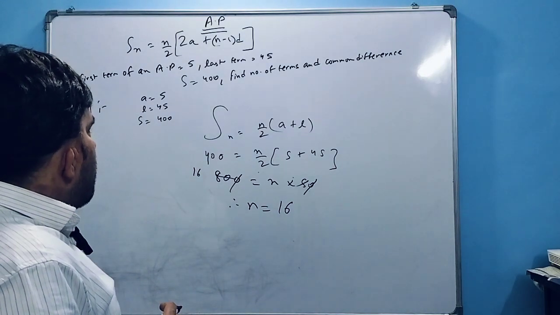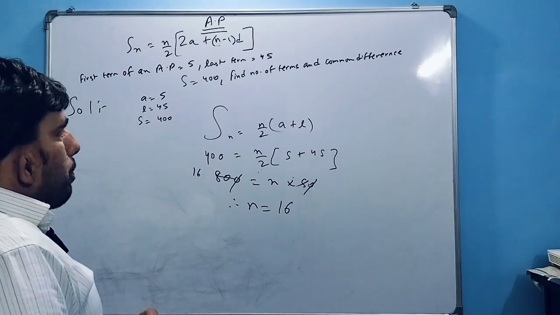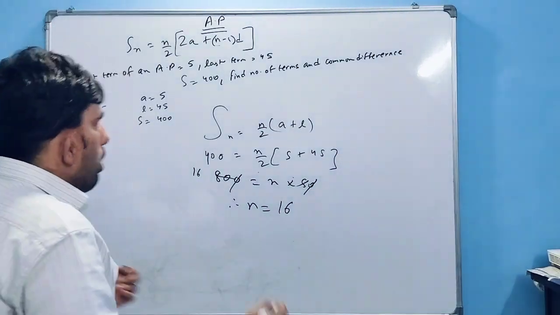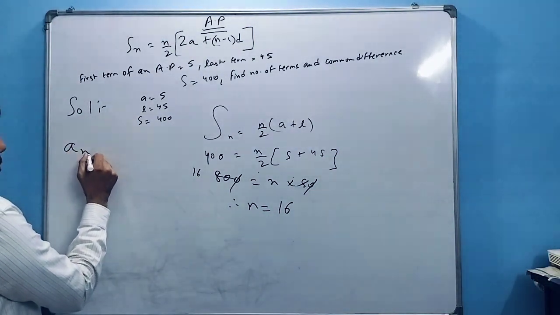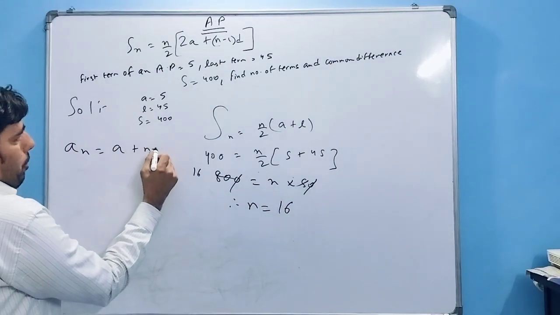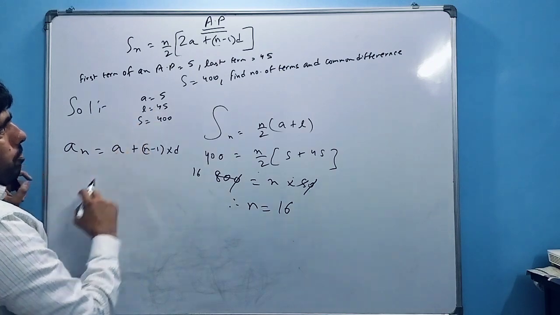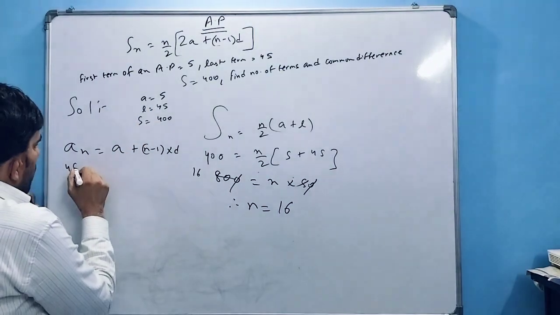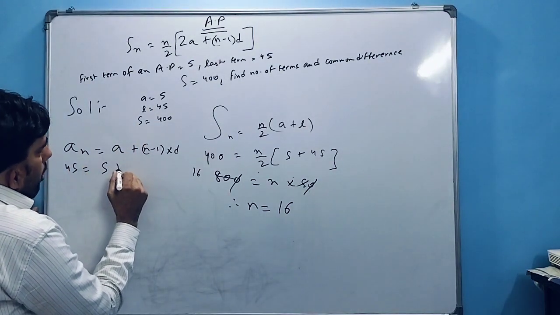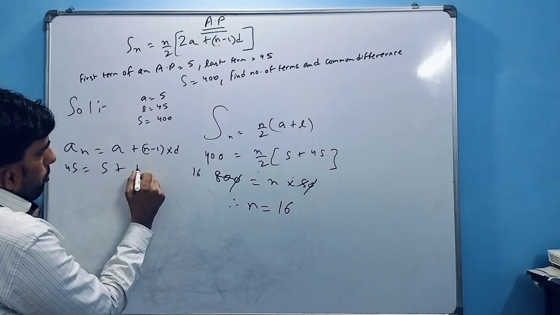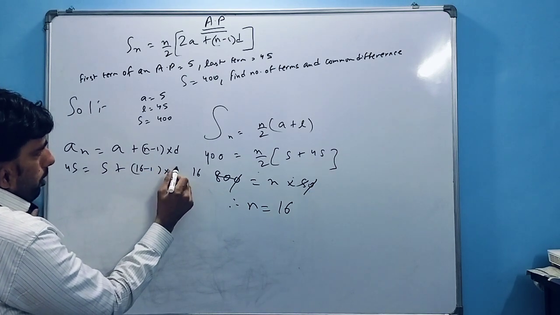Now here we need to find the common difference also. So how to find the common difference? We have the formula here, a plus (n minus 1) into d. So now an is the last term, we can easily put it there. 45 is equal to a, we have 5, plus n, now I find 16, minus 1, into d.